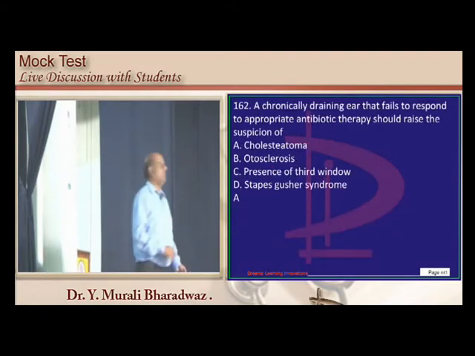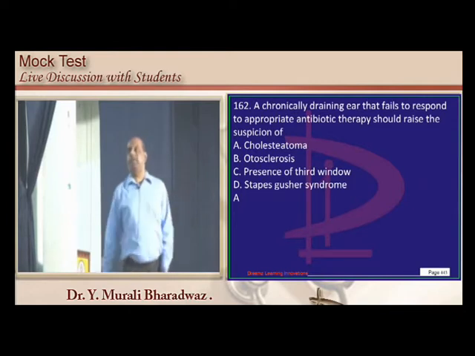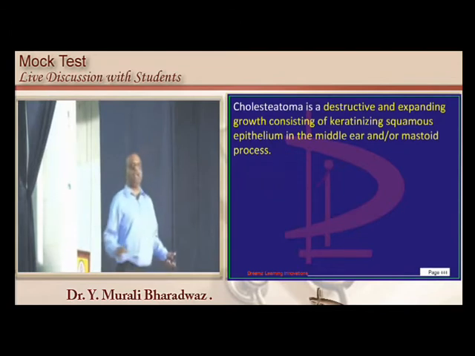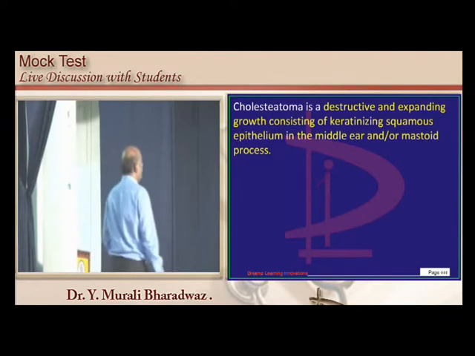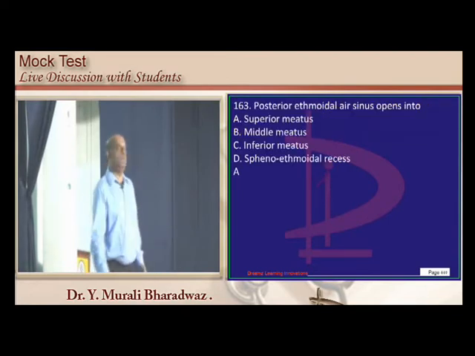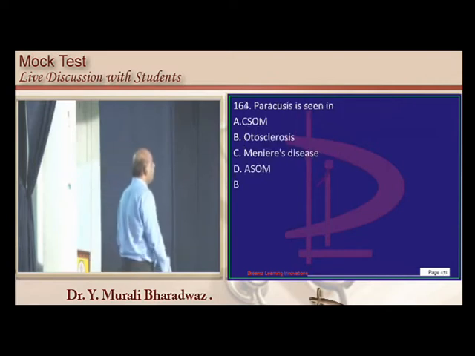Chronically draining ear failing to respond to antibiotic therapy, you will basically think about cholesteatoma, which is a destructive expanding growth of the keratinizing squamous epithelium in the middle ear. Now posterior ethmoidal sinus, where does it open into? Typically into the superior meatus, you all know.